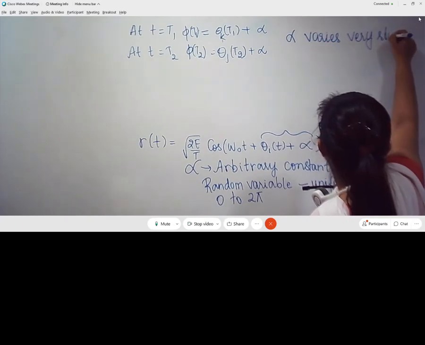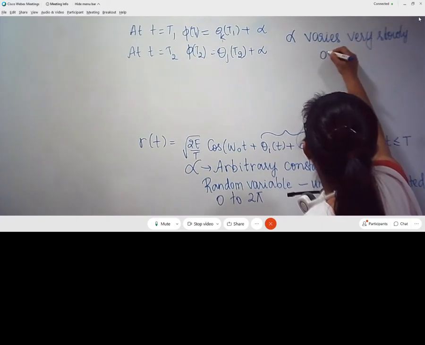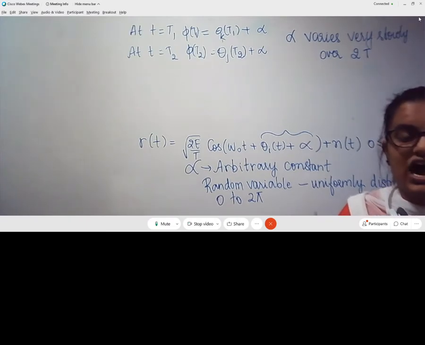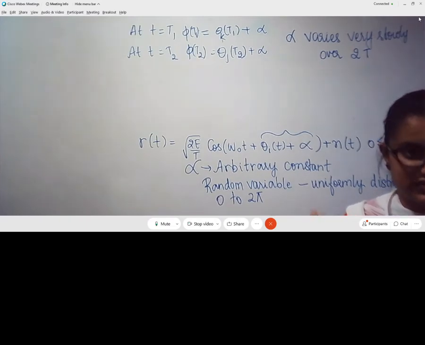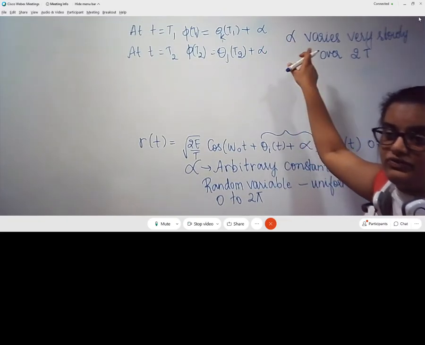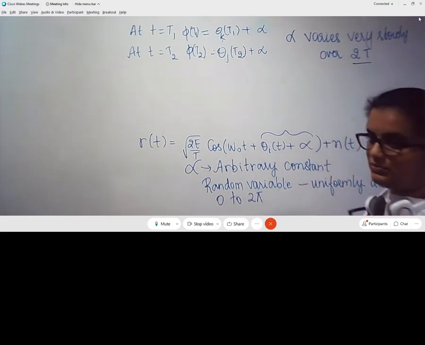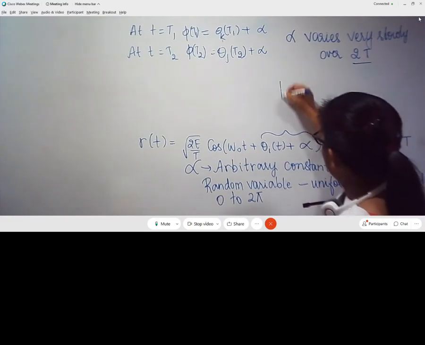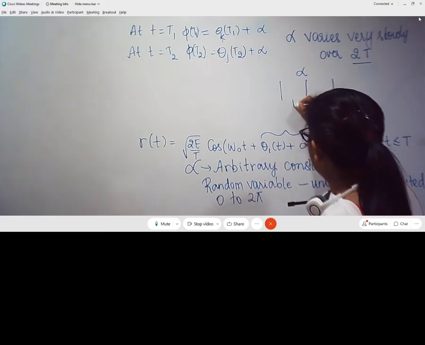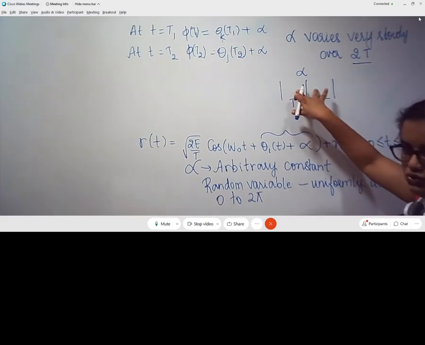This alpha changes very slowly and it is not abrupt, and it will remain the same over a period of 2 symbol durations. Assume that the arbitrary change in the phase of the received signal varies very slowly, over a period of 2T. That means over 2 consecutive symbol durations, the value will be alpha, and it changes only after these 2 symbol periods.